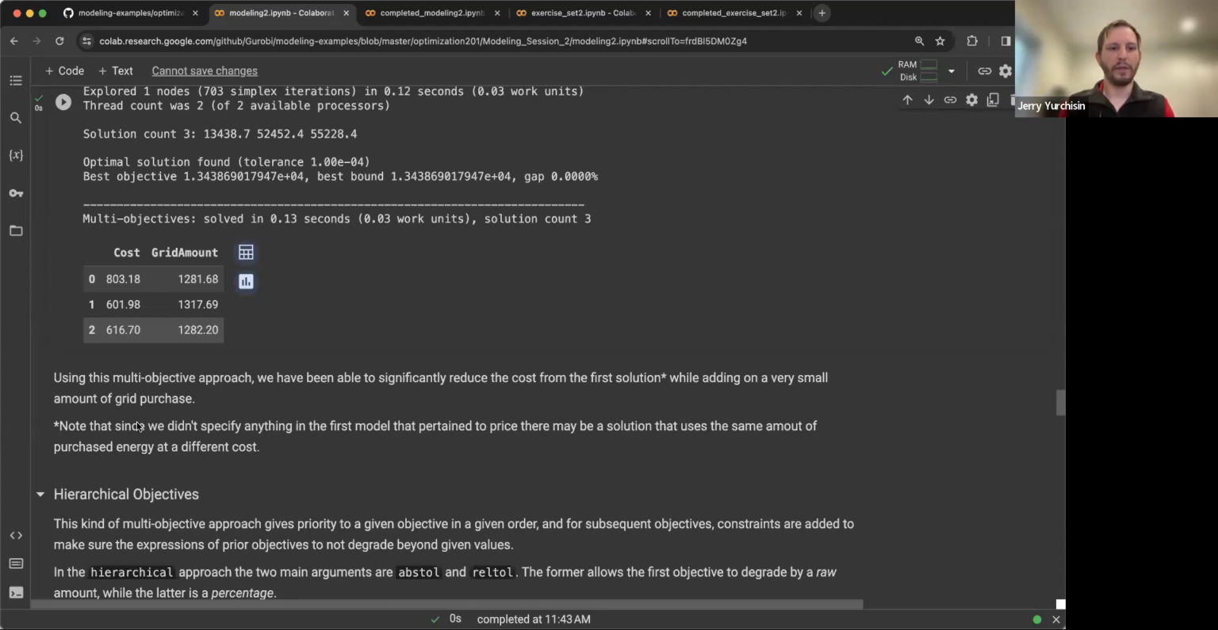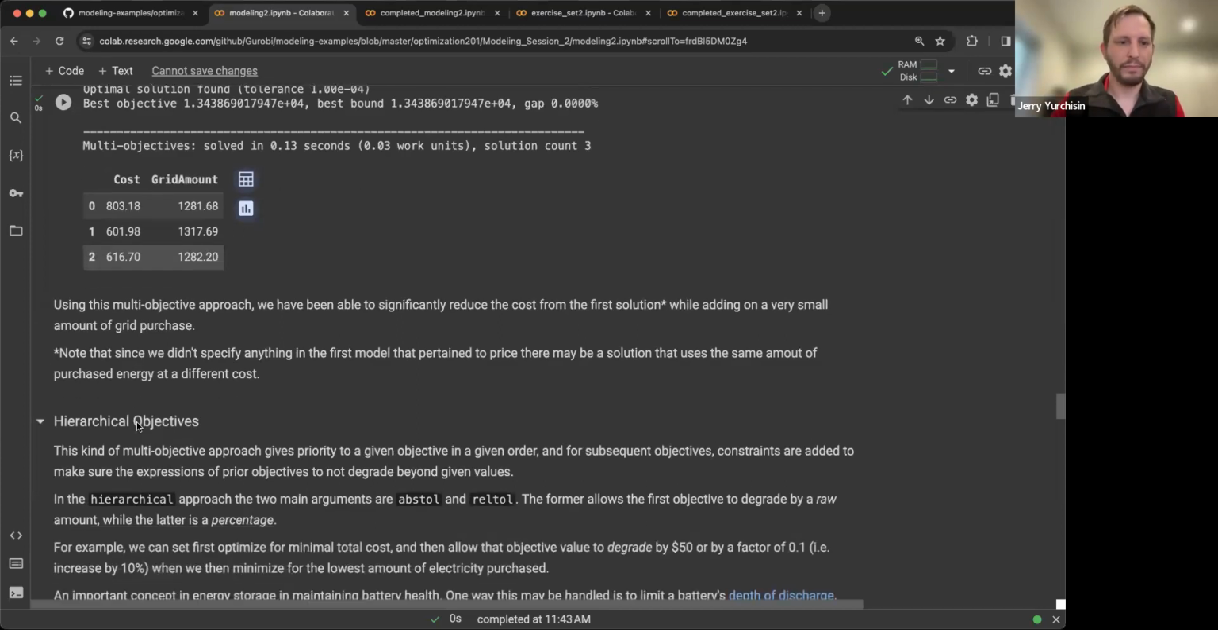So if someone, so that cost of 803, that's just a cost that's being reported for this particular solution that is optimal, but we're not incorporating the cost into the optimization at that point. So again, you wouldn't want to make any conclusions about what the cost would be, and there may be other costs. Sorry, let me rephrase it a little bit. There may be other costs that are lower for the same grid amount of purchase. That's the best way to say that.